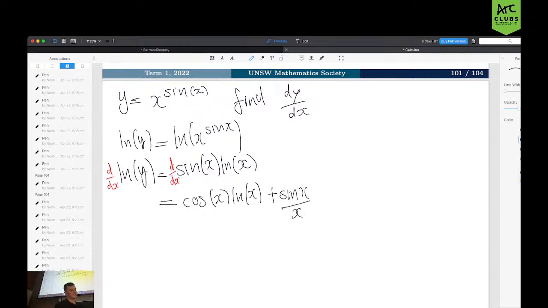Okay, let me just double check that I did that right. I think it's fine. Yep, so that derivative is correct. Now, how do I take an x derivative of ln y?